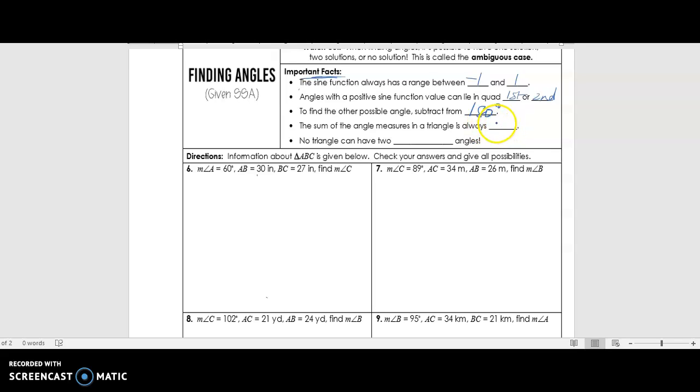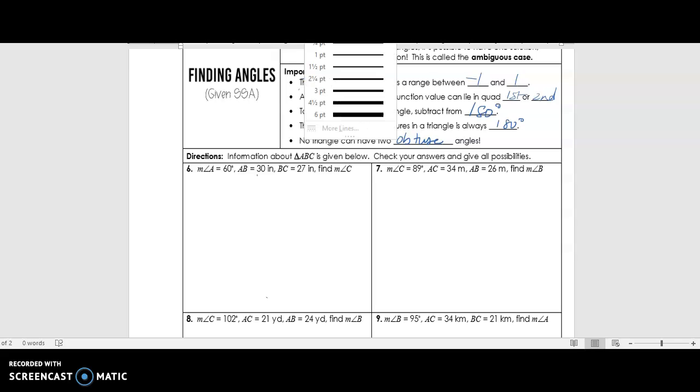The sum of the angle measures in a triangle is always, of course, 180 degrees. No triangle can have two obtuse angles, right? Which means the angles in a triangle must sum to 180 degrees, so you cannot have two obtuse angles. An obtuse angle is an angle greater than 90. So let's look at this first example.